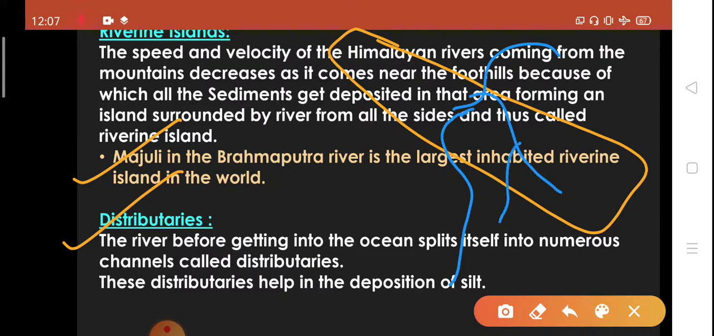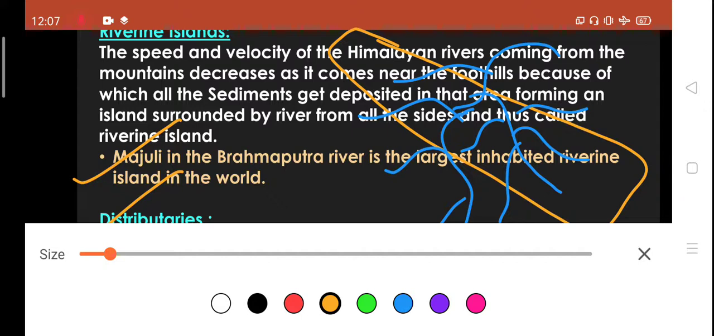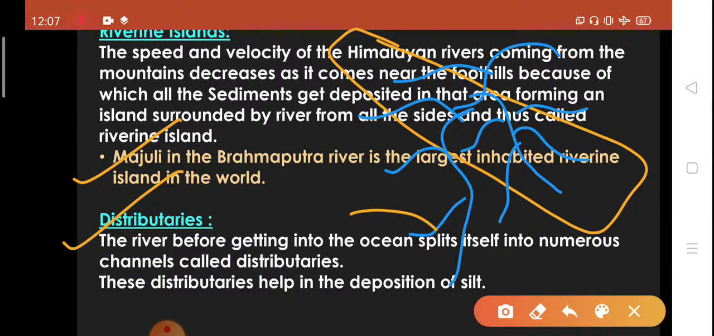It has so many distributaries. It divides itself into several channels, right? So when the river divides itself into several channels, those several channels are called distributaries. That means this part of the river will also be a distributary, this part will also be a distributary, because a major river is distributing itself into several channels. That means it will form several distributaries as it distributes itself into several channels, right? So we have so many distributaries of the main Himalayan rivers which are found in the northern plains.